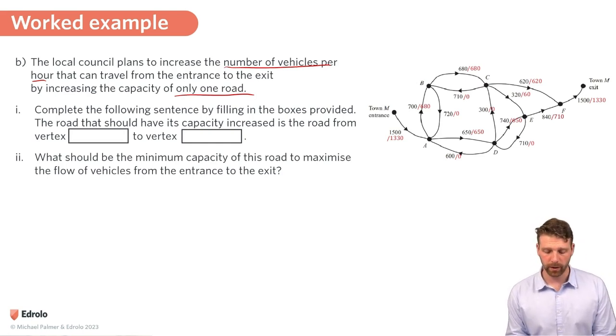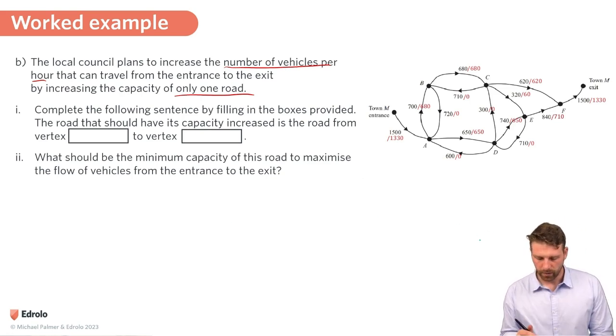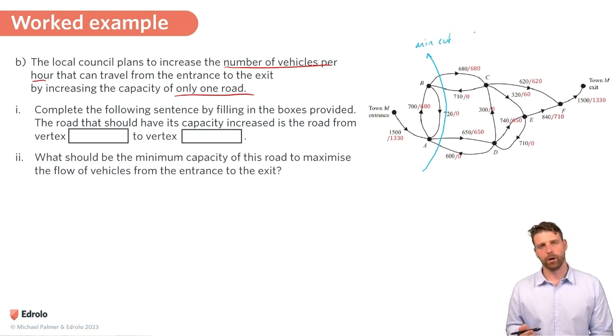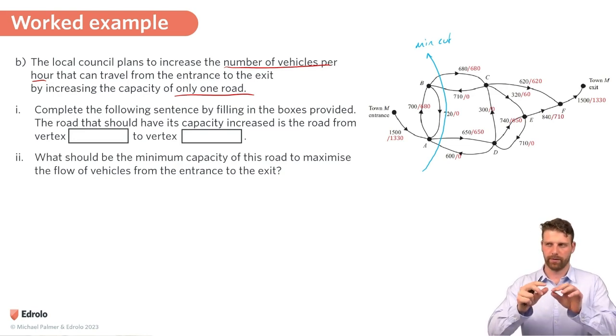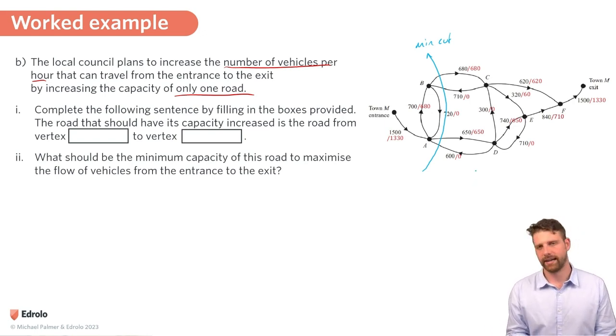Part 1 says, complete the following sentence by filling in the boxes provided. The road that should have its capacity increased is the road from vertex something to vertex something. Okay, in this example, I think knowing where the minimum cut is helps us. And so I think from the last part, we've determined that the minimum cut should be through here. From the maximum flow minimum cut theorem, we know that the flow through the network is being restricted by something on that minimum cut, right? So the maximum flow is sort of the flow through the slowest part of the network. So it's either from AD or BC. And actually, we could increase the flow on either one of these to increase the flow through the network.